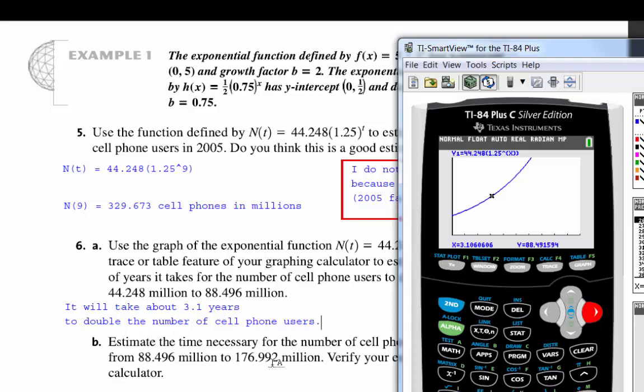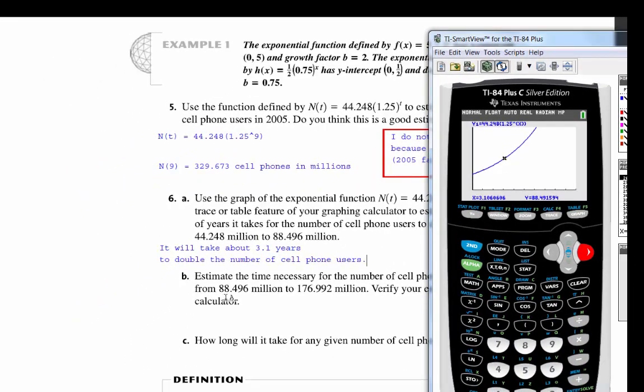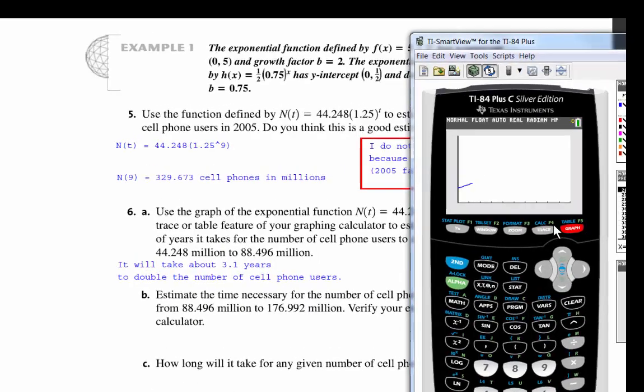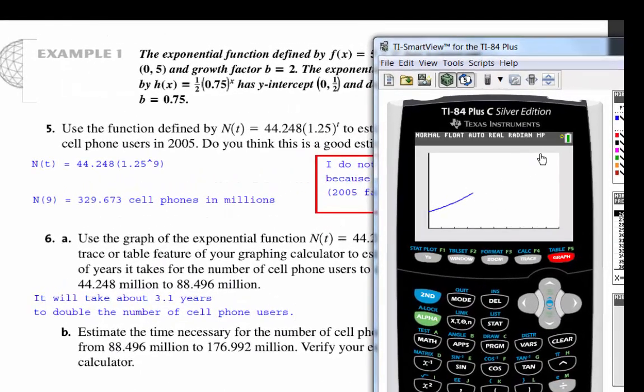Now the next question says, well, how about going from 88 to 176? Now, remember, if you press your window key, my y only went to 175, and they're asking for 176.99. So I need to increase my y max. I got to this screen by pressing the window key, and I'm going to change 175. I'm going to make it 200. Now when I press graph, my graph will extend a little bit further.